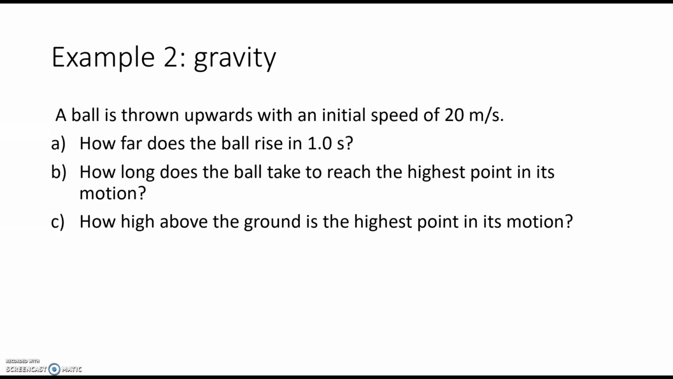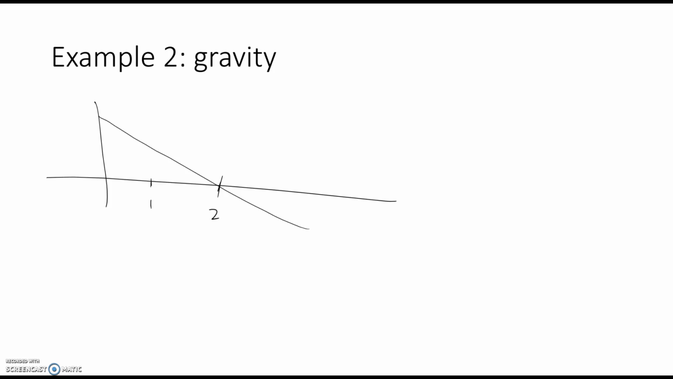Now, a ball thrown upwards, initial speed 20 metres per second. Questions then: how far does it rise in 1 second? How long does it take to reach the highest point? And how high above the ground? Now, if we are given the graph, if we're given the function, so that it's like that, and we're given this information, and so we know from the previous example that'll be 19.6 and that'll be 9.8. The slope again is 9.8 metres per second.